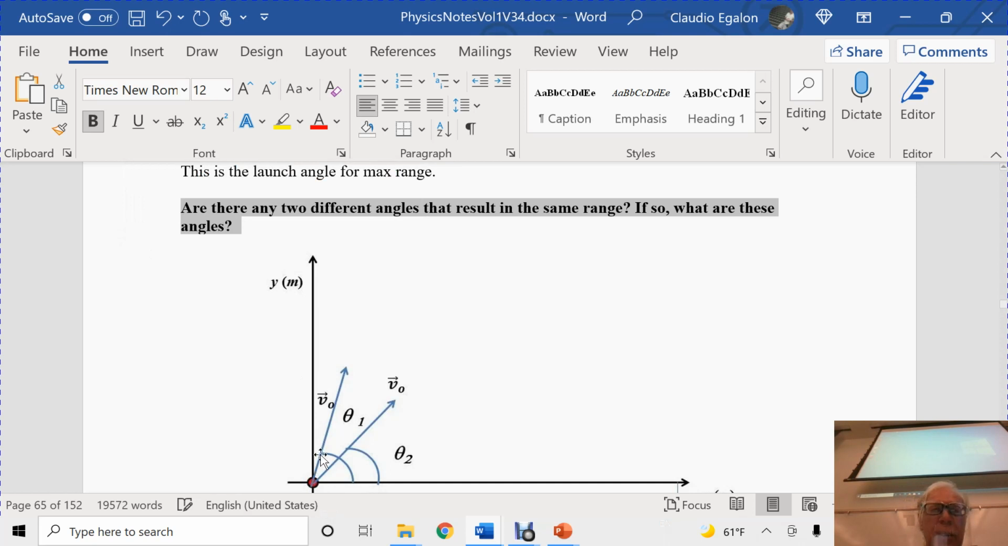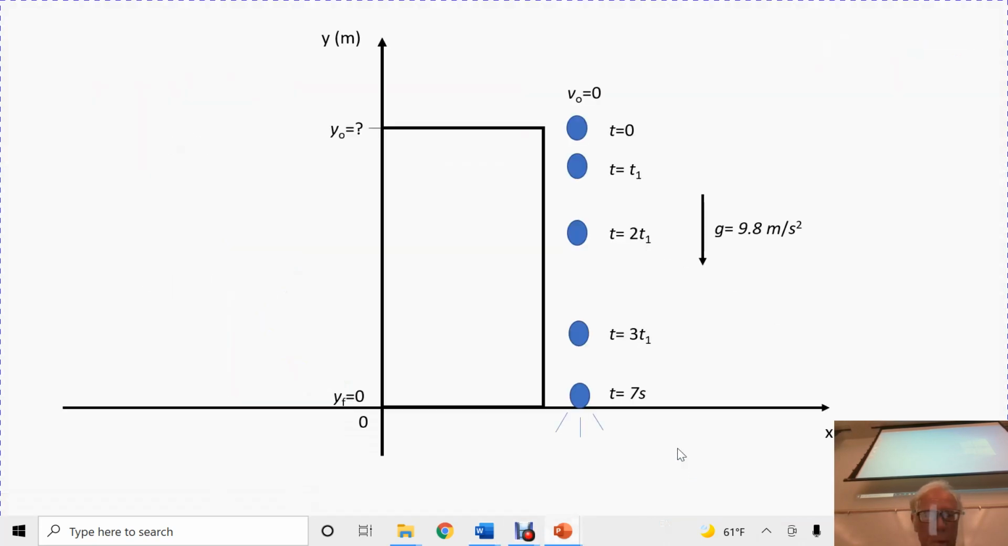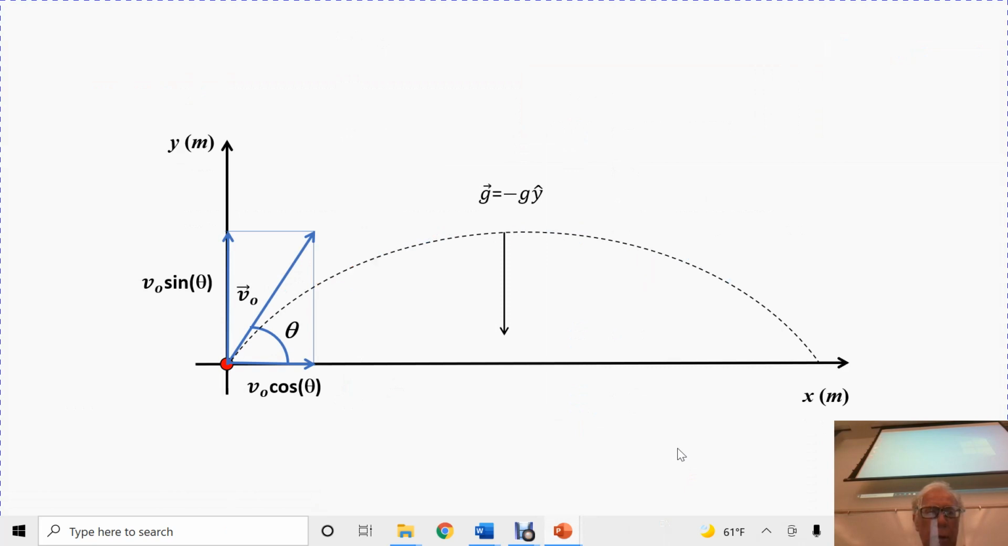Suppose I launch a projectile at theta 1 and it goes to a given range. Do we have a second launch angle that would result in the same range? That's what I'm asking. If angle theta results in this range, is it possible to find another angle theta that would result in the same range? A different launch angle that would result in the same range. That's what I'm asking. Okay?